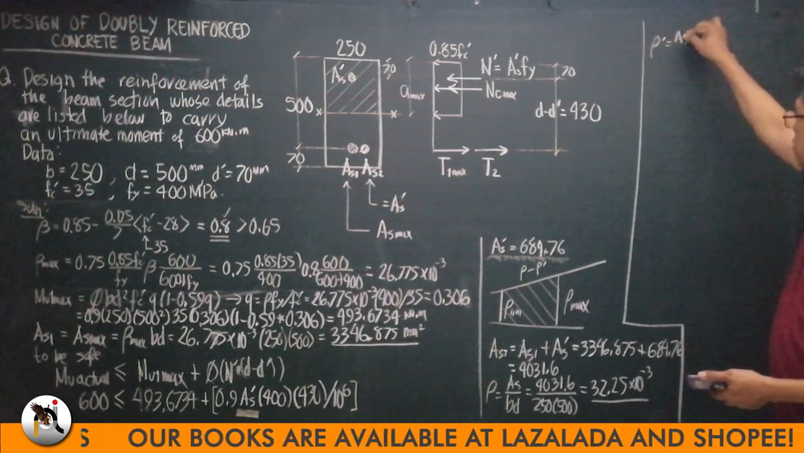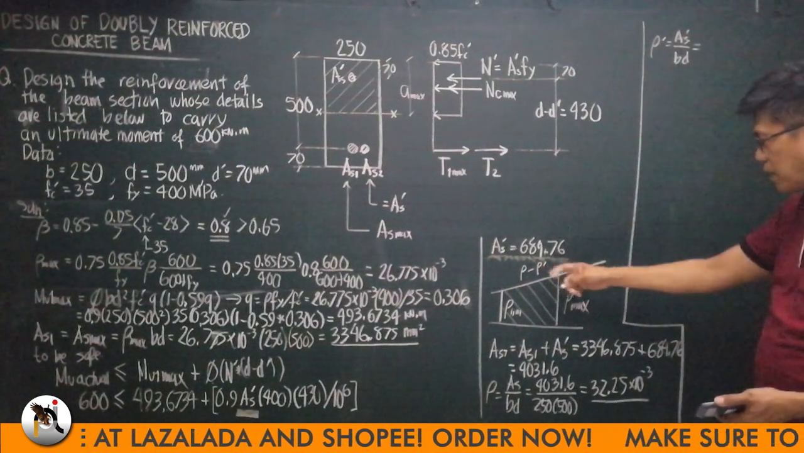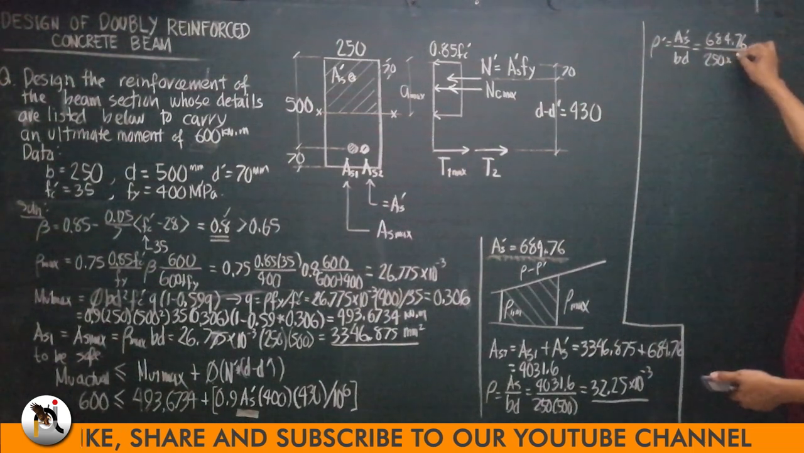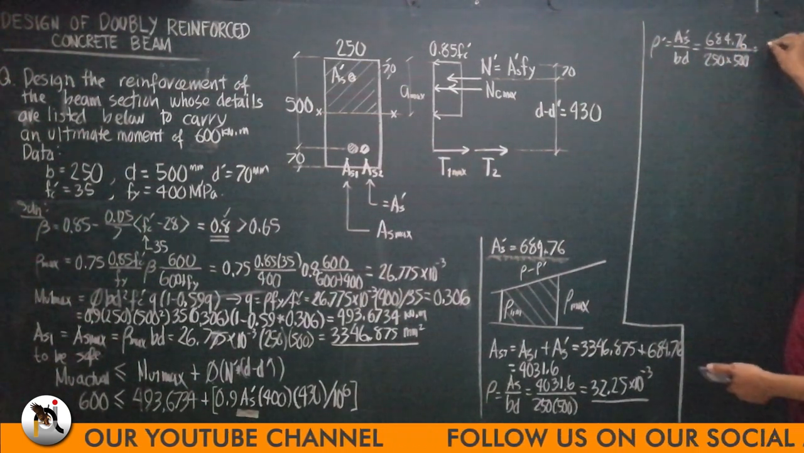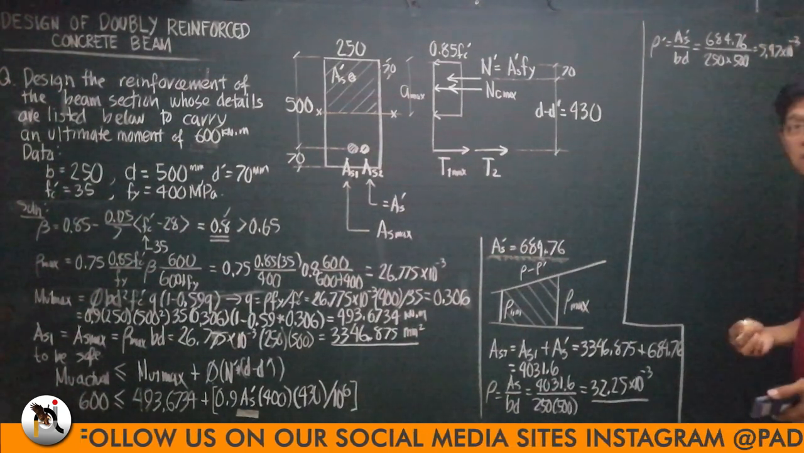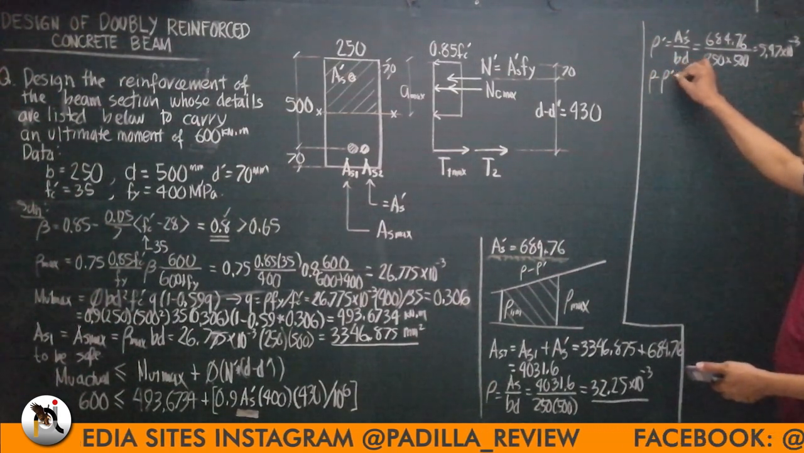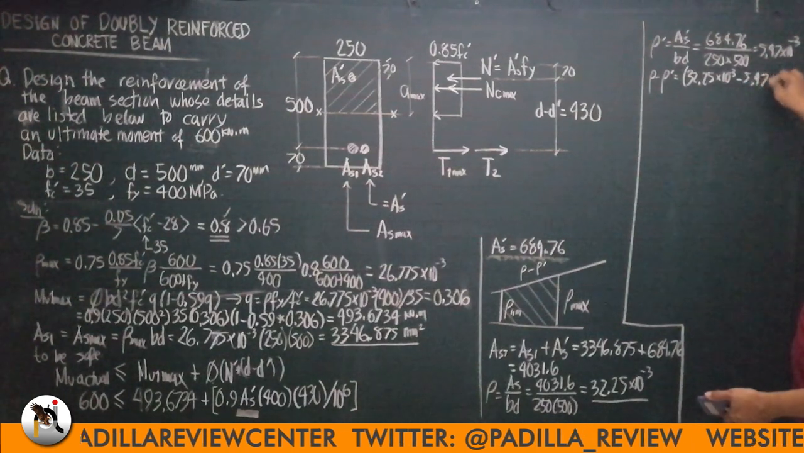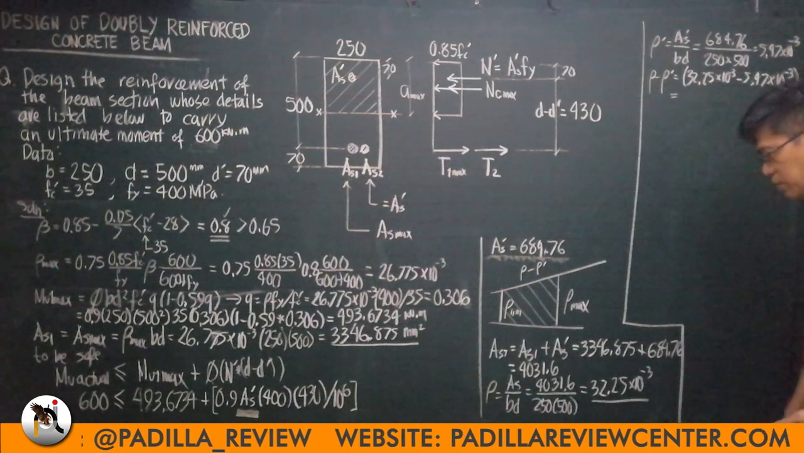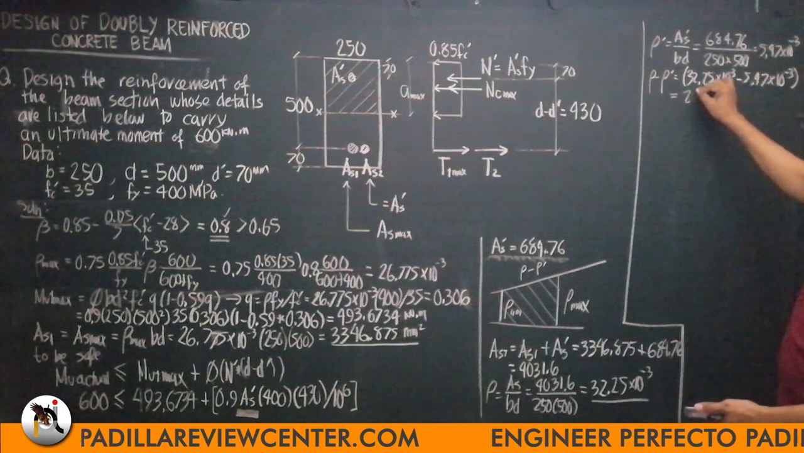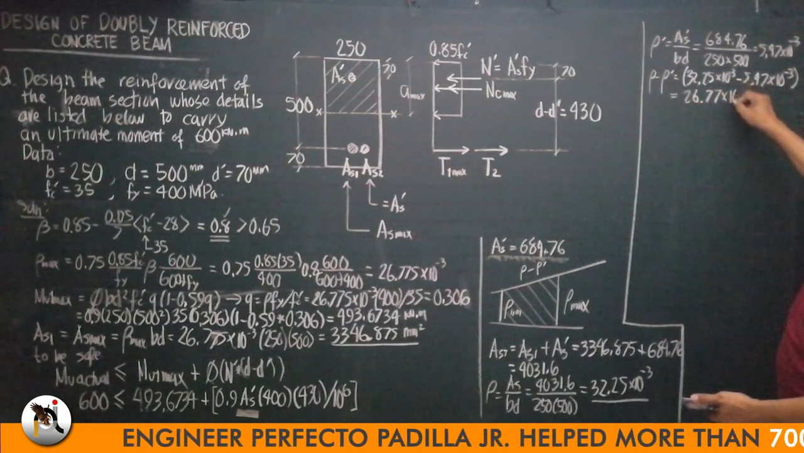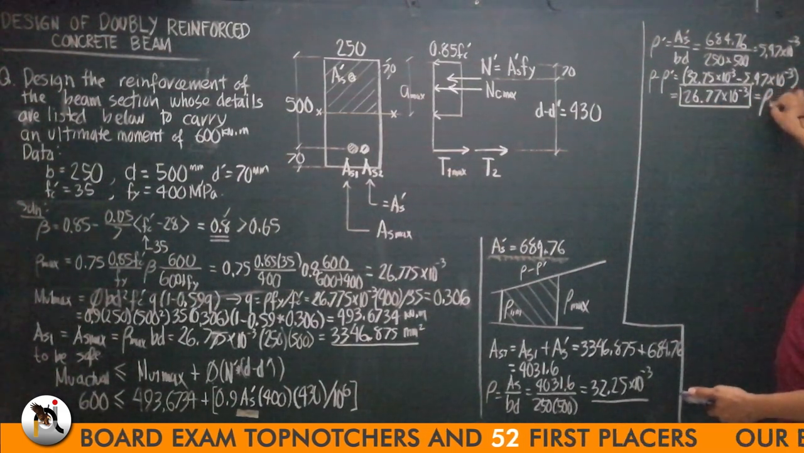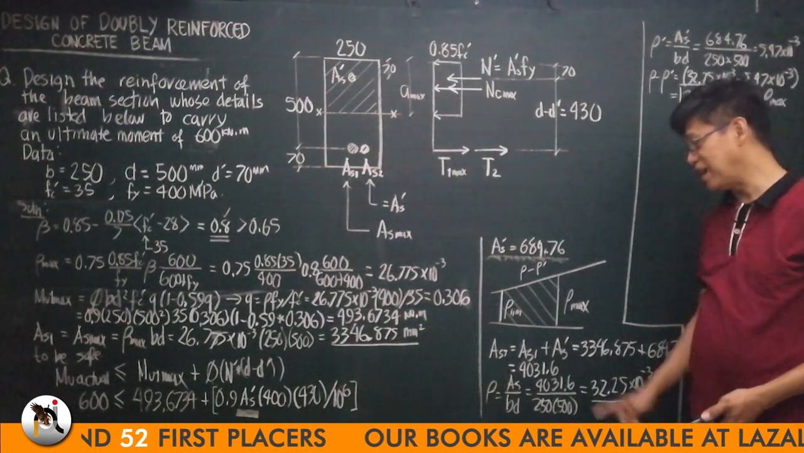While our rho prime is equal to AS prime over BD, our AS prime is 684.76 over BD, 250 by 500. And this is going to be equal to 5.47 times 10 to the minus 3. So solving our rho minus rho prime, this is 32.25 times 10 to the minus 3 minus 5.47 times 10 to the minus 3. So this is going to be equal to, if you solve this, you'll get here 26.77 times 10 to the minus 3. Notice that this is exactly equal to rho max. You follow? We are in the borderline.